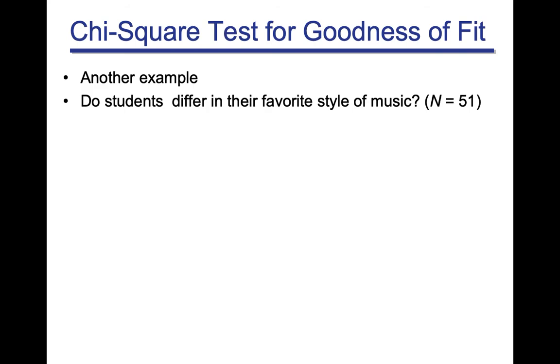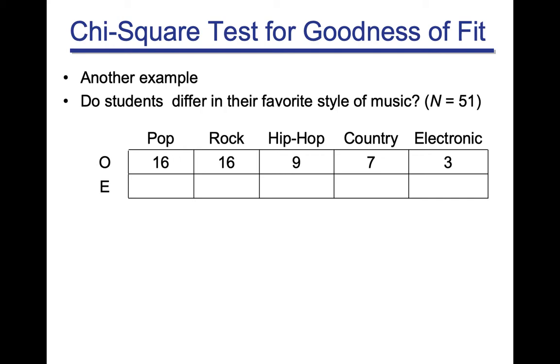Here's another example. Do students differ? This is a silly example, but we just use simple examples to illustrate this statistic. Do students differ in their favorite style of music? Okay, so 51 students were asked. Here are the results. So we've got the observed number of students that prefer each one of these 5 genres.